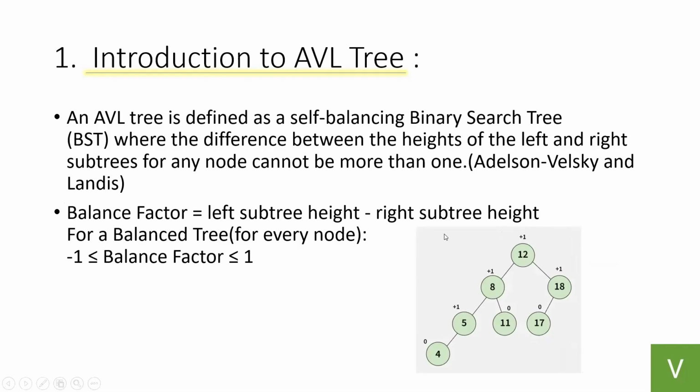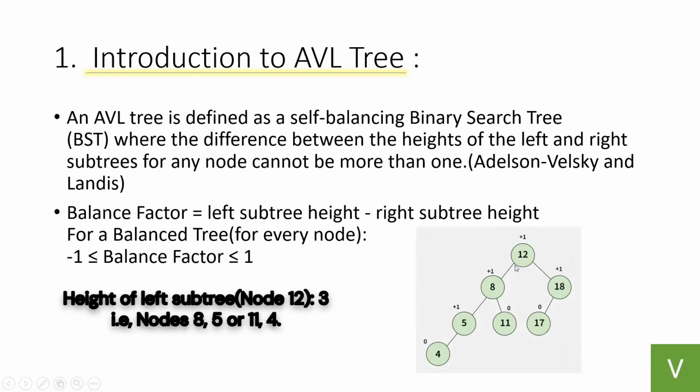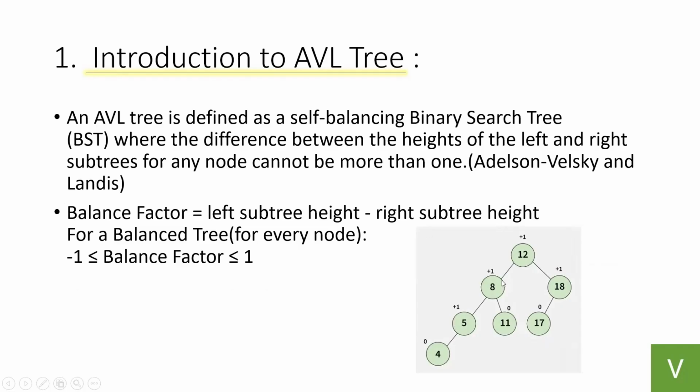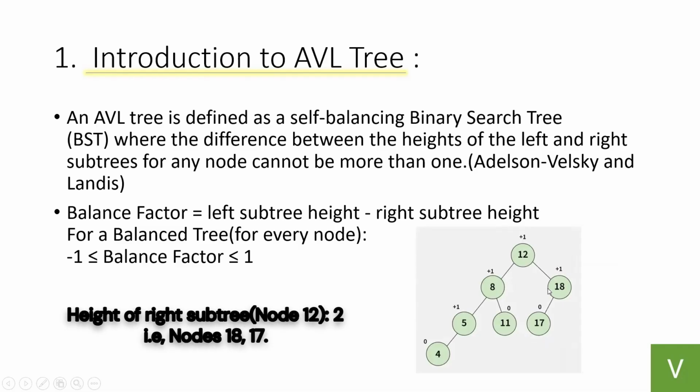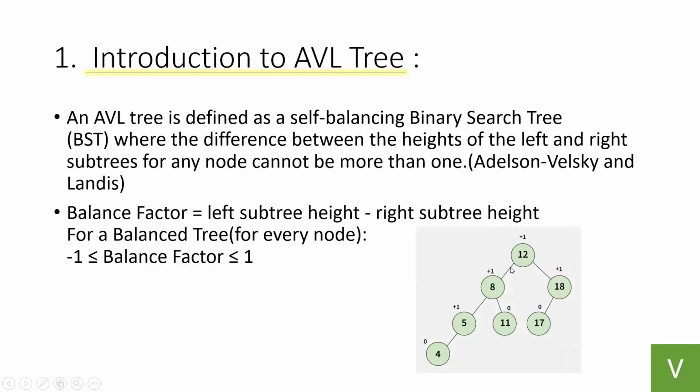So, by considering the given tree, let us consider one node which is 12. The height of left subtree for the node 12 is 3, which is 8, 5 or 11 and 4. Similarly, the height of the right subtree for the node 12 is 2, which is 18 and 17. So the balancing factor for the node 12 is height of left subtree minus height of right subtree, which is 3 minus 2, which equals 1. So node 12 is balanced.